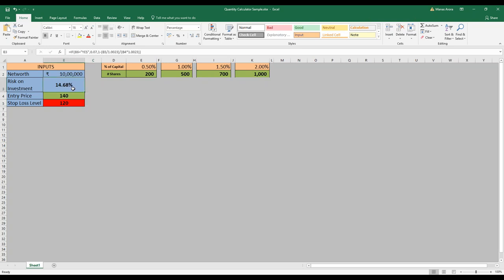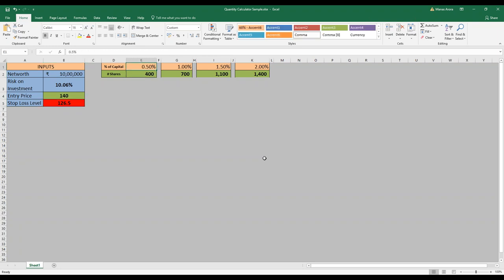Now there is one exception. The risk here comes out to 14% on this particular trade. I normally do not go more than 10%, so 10 is my maximum limit. So I think 10 works out to be this. This is where my max stop loss level is. So I will enter at 140 and I will get out at 126.50.